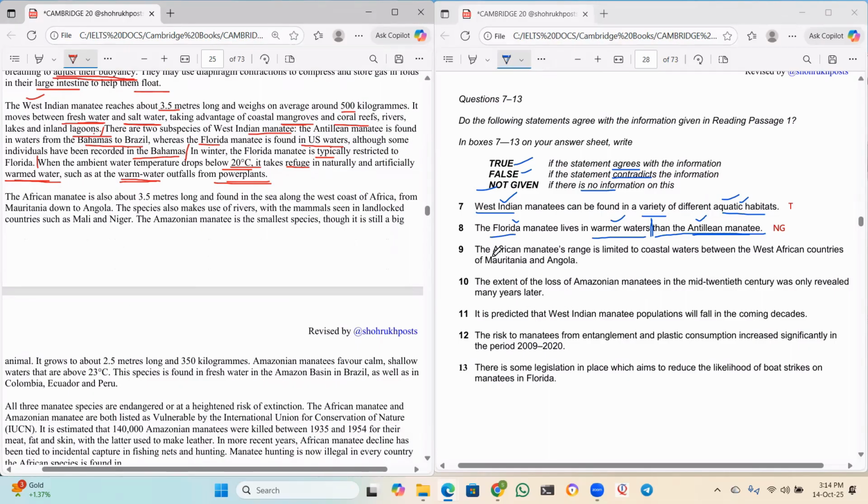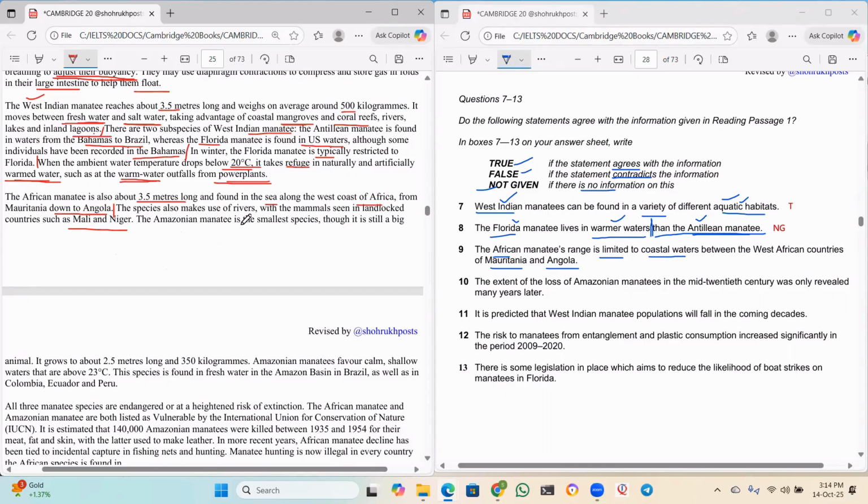Next, the African manatee's range is limited to coastal waters between the West African countries of Mauritania and Angola. Let us read further then. The African manatee is also about 3.5 meters long and found in the sea along the west coast of Africa from Mauritania down to Angola. Yes, it is given here. Now, the species also make use of rivers, with mammals seen in the landlocked countries like Mali and Niger.